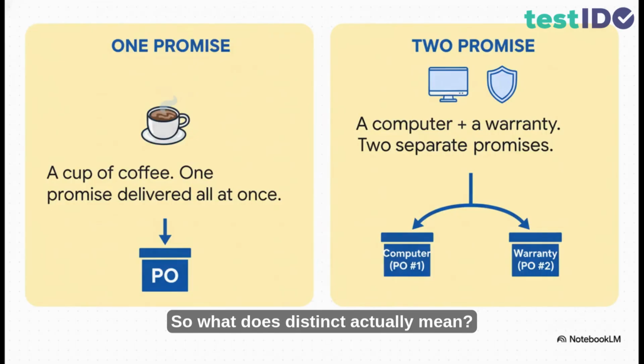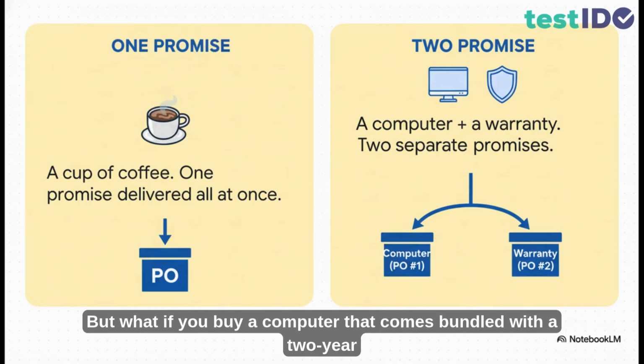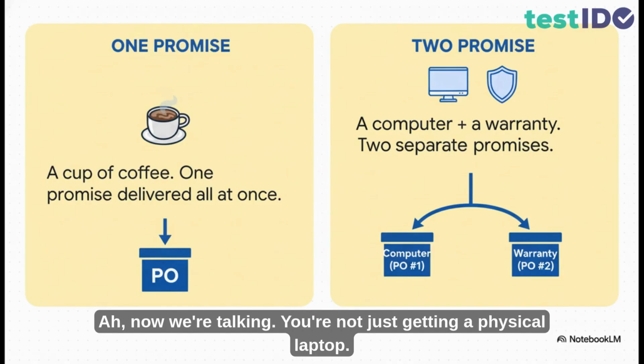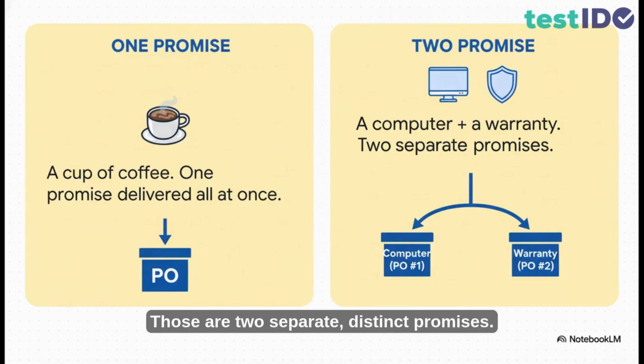So what does distinct actually mean? Let's make this super simple. If you go buy a cup of coffee, that's it. One promise, delivered right there. That's a single performance obligation. But what if you buy a computer that comes bundled with a 2-year service warranty? Now we're talking. You're not just getting a physical laptop. You're also getting a promise of service for the next 2 years. Those are 2 separate, distinct promises. One PO for the computer, one PO for the warranty, and we have to account for them separately.